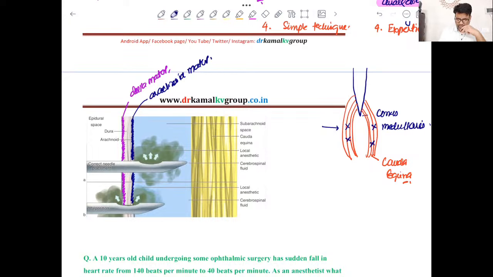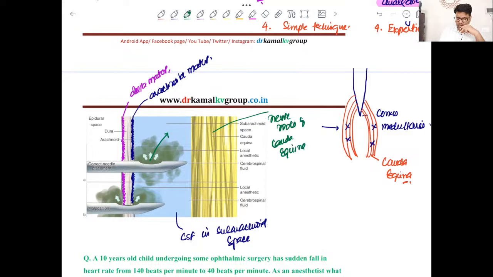And this is all CSF in the subarachnoid space, right? So we have to inject the drug here only in the subarachnoid space, and therefore we have to pierce the arachnoid mater, right? And of course these are the nerve roots of the cauda equina. Clear? So this is the concept of spinal anesthesia.